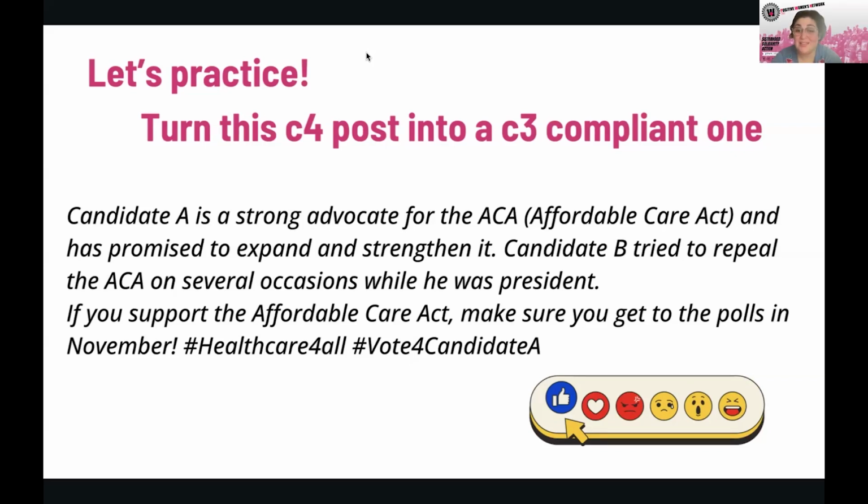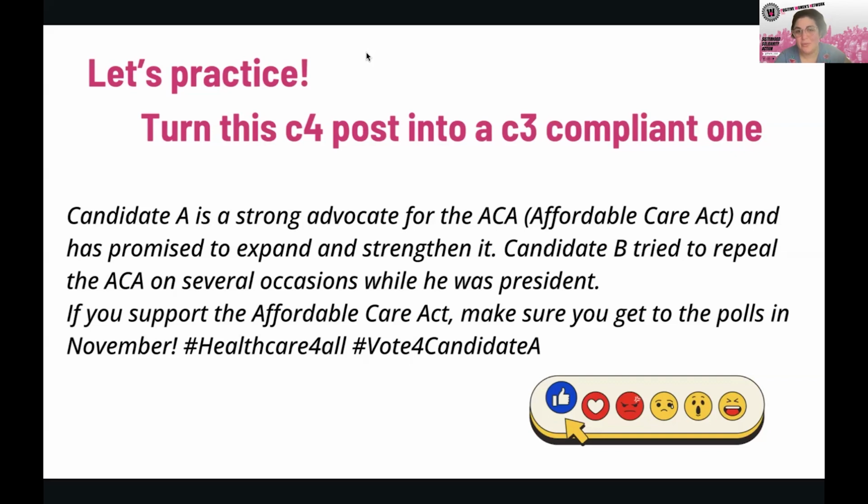How about what's something we can still say? You can say that the candidate tried to repeal it, right? I mean, you can say that. So let's say candidate B is currently in office now, we can say, not as a candidate, President B tried to repeal the ACA 14 times, or I don't know, 14,000 times. Right.